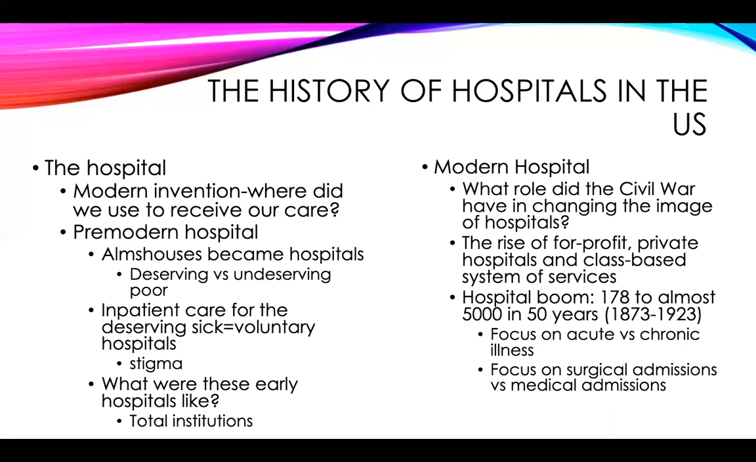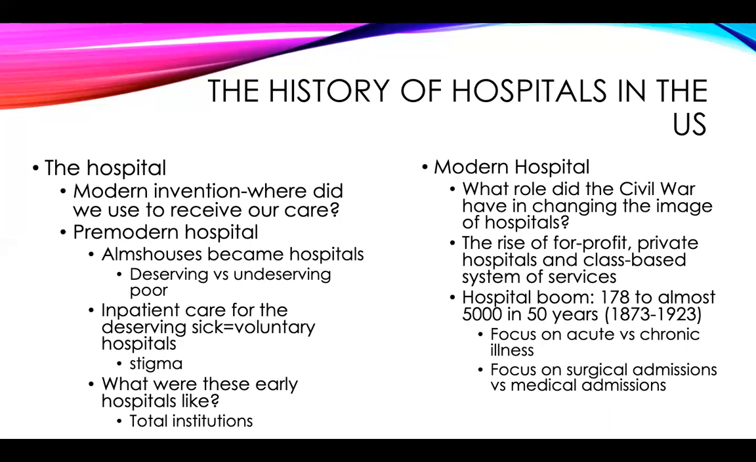And so during that time, we have what's called the hospital boom. We went from almost 178 hospitals to 5,000 hospitals in just 50 years. This is the time period between 1873 and 1923. A lot of these hospitals during the hospital boom became, instead of public hospitals, for-profit private hospitals, and they offered class-based systems of services, right? Health insurance hasn't entered the scene yet. So you get the type of service that you can pay for.